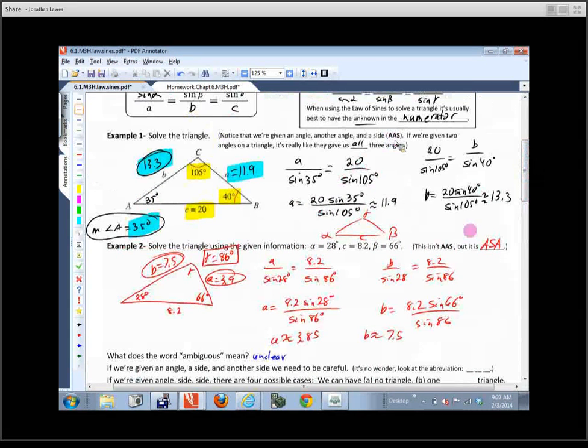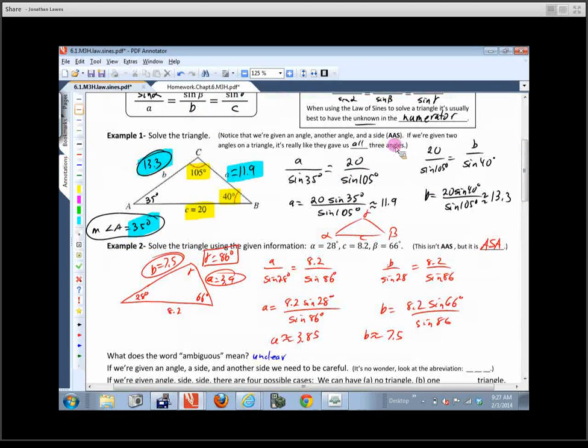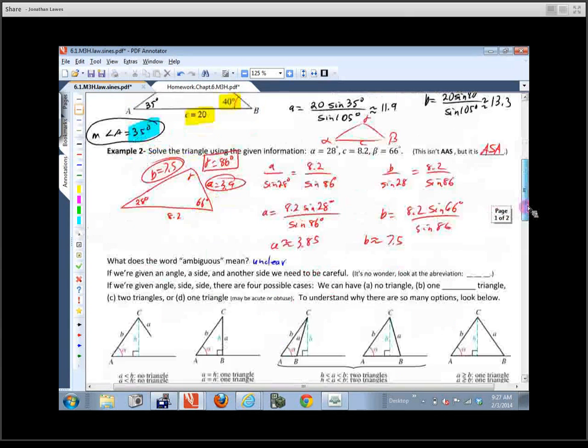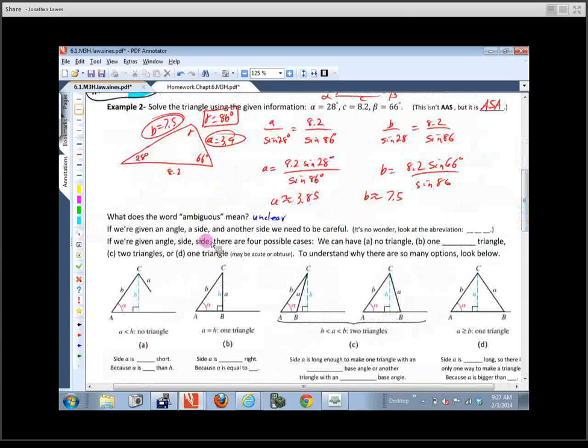The nice thing about these two examples right here was, this was angle, angle, side. If you get two angles, you've automatically got the third one, so you've only got two missing sides to find. Or angle, side, angle. Again, you've got that third angle. You've only got two more missing sides to find. This one's a little bit different. If you're given an angle, a side, and another side, you have to be very, very careful.